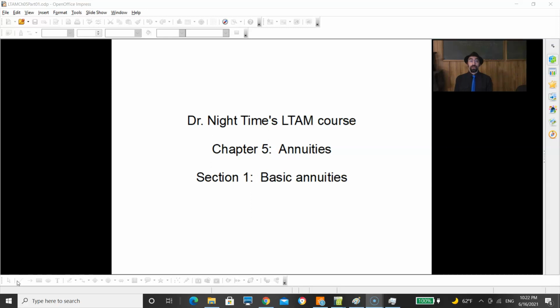Tonight we're continuing along with my LTAM course and beginning the content of Chapter 5. Chapter 5 covers annuities. This chapter will be broken down into two parts. This part will cover the basics of annuities, and then the second part will cover some of the more advanced formulas you need to know and more advanced concepts. And similarly, the homework problems will be broken down.